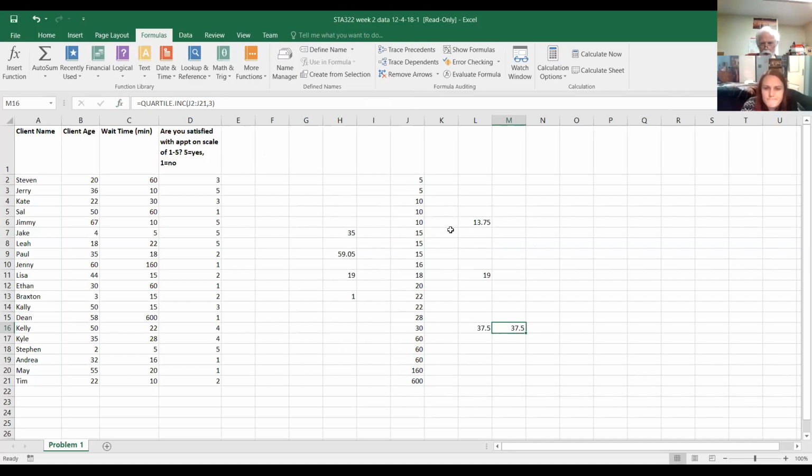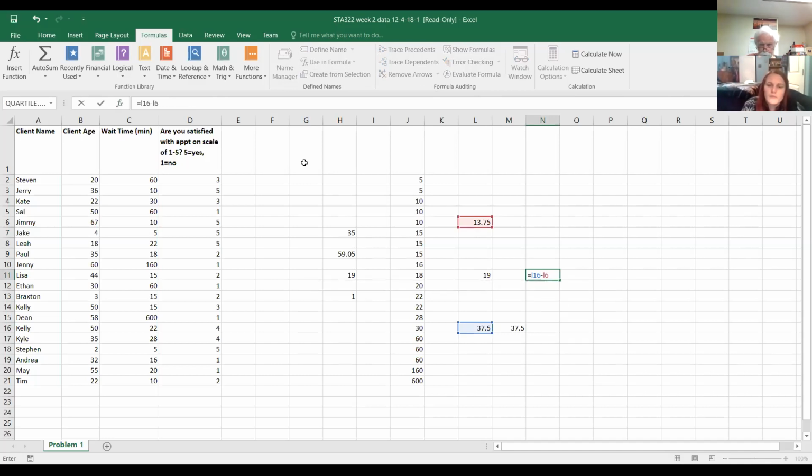So the interquartile range here, there's no way to calculate that directly in Excel because, of course, it's only the difference between Q3 and Q1. So we would simply do that following the standard Excel procedure of equals, let's see, that's L16 minus L6.